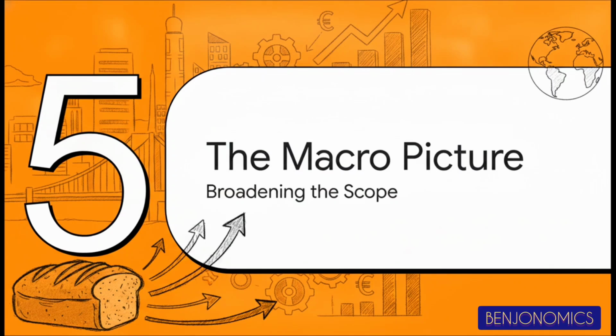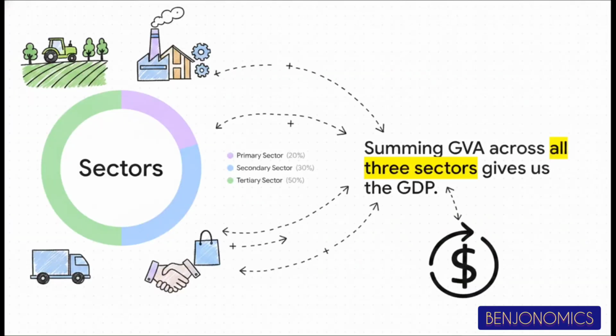Okay, let's zoom out. Welcome to Section 5, the big macro picture. We're going to take everything we just learned and expand it from our single loaf of bread to the massive scale of an entire country's economy. To calculate a whole nation's wealth, economists categorize every single producing unit into three main sectors.